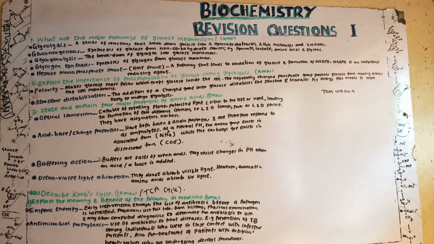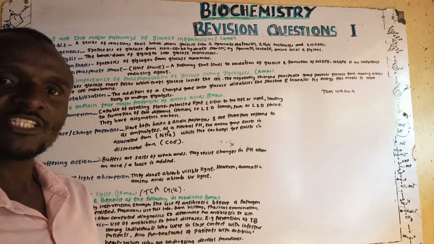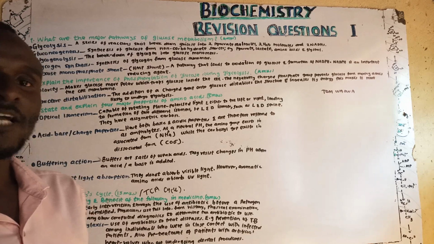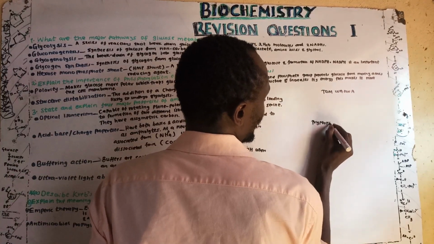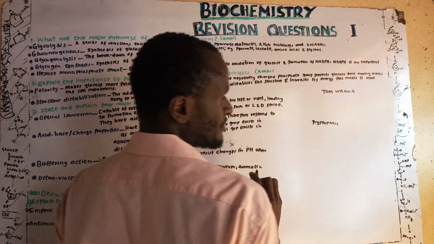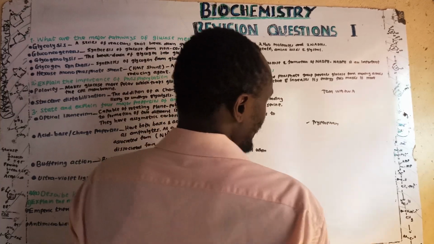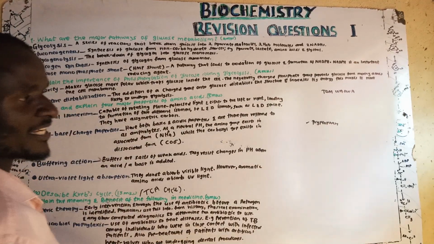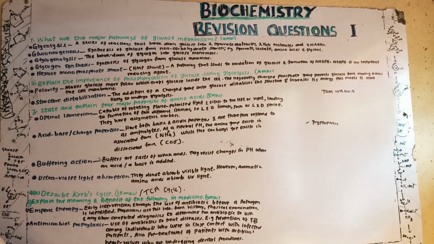Then ultraviolet light absorption. Under normal circumstances, amino acids do not absorb visible light, but aromatic amino acids such as tryptophan have the capability to absorb visible light. So tryptophan can absorb visible light. I have also explained the structure of tryptophan in my notes. You go through my notes that I have uploaded, search for Tom Waso, and you'll get notes on the same.